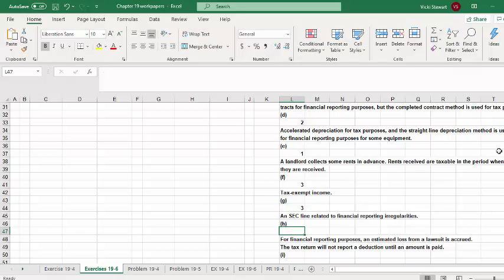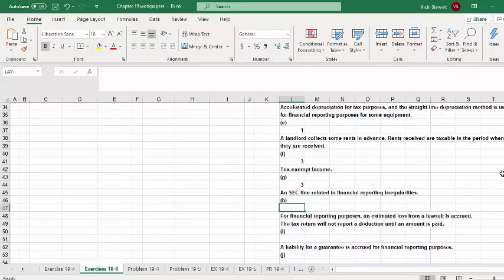H states that for financial reporting purposes, an estimated loss from a lawsuit is accrued. The tax return will not report a deduction until the amount is paid. So we know that when we report a deduction on the financial statements prior to reporting it on the tax return, this will result in a future deductible amount or deferred tax asset.